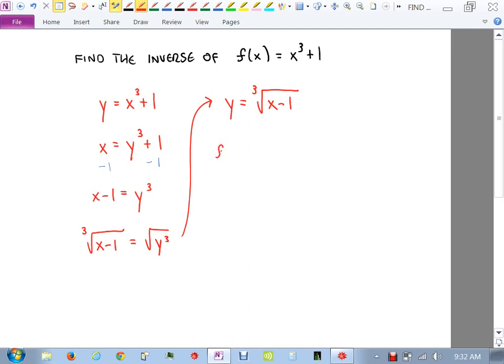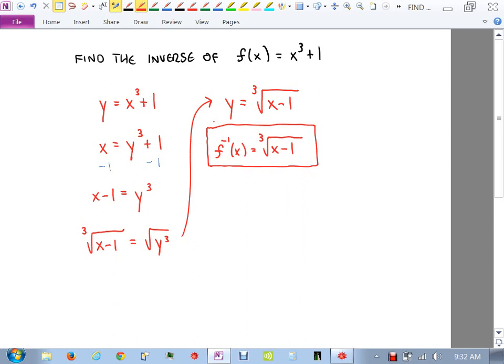So the last step is to replace y with the f inverse notation. So that's what I'd be looking for on number 5. We believe that the inverse of this function is the cube root of x minus 1. Any questions on that? Nope, that's it. Because it's a function, right? So no setting it equal to 0 or anything like that. Just write what the function is.